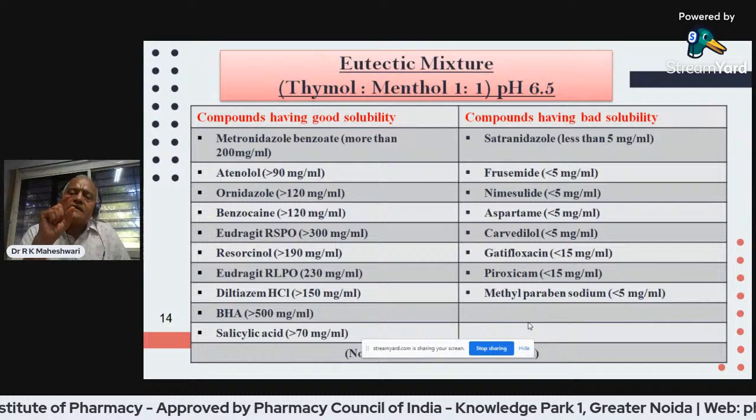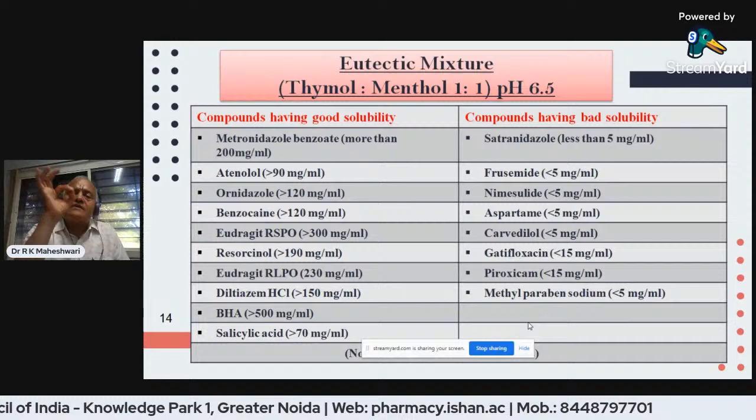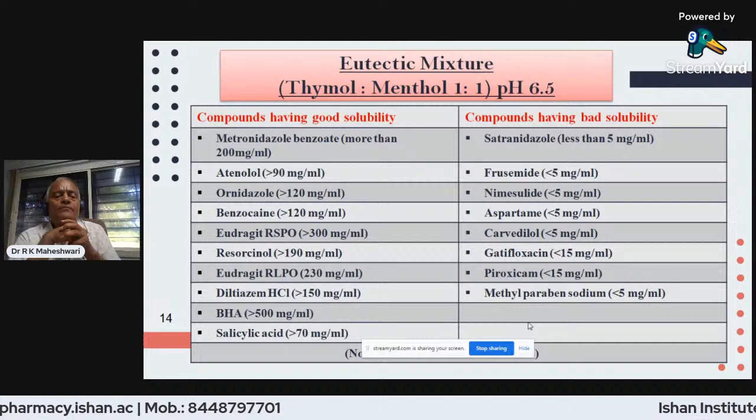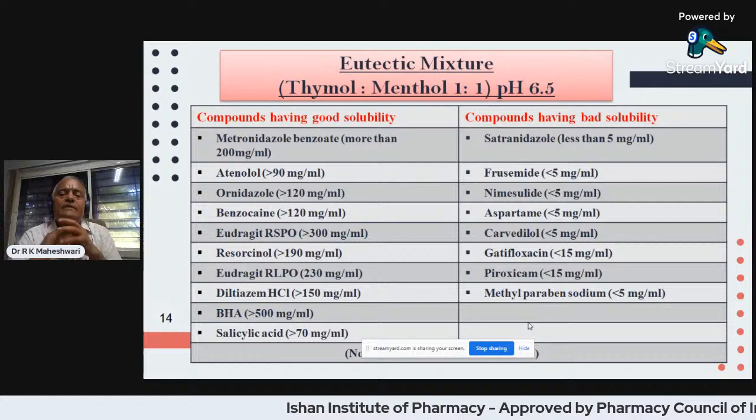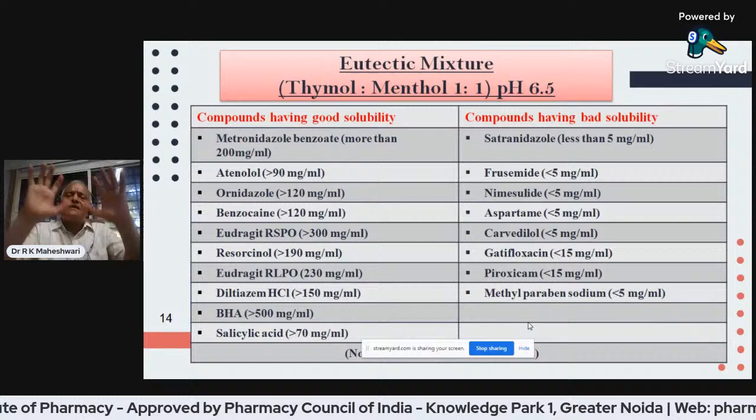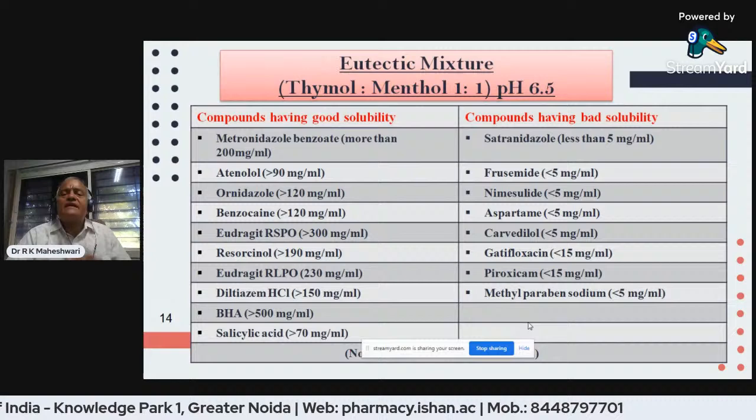Now if you take 1 ml of this eutectic liquid, in which the molecules of menthol and thymol are in liquid state, that nicely dissolves more than 200 milligram of metronidazole benzoate. You see, left hand column, metronidazole benzoate, more than 200 milligram per ml is the solubility of this drug in this eutectic liquid. Of course, we are not making any formulation here, we are just seeing the proof. So this means about 20% solubility, very good solubility of metronidazole benzoate in this eutectic liquid.